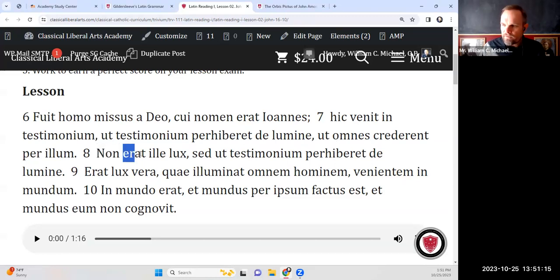We have erat, which means he was, and we have non, which means not: not he was. That's what it means to negate something. We can move the words around and say not was he, he was not. So not modifies the verb. It denies the verb. That's an adverb, okay? So the word non, or not, is an adverb. It modifies the verb, non erat.